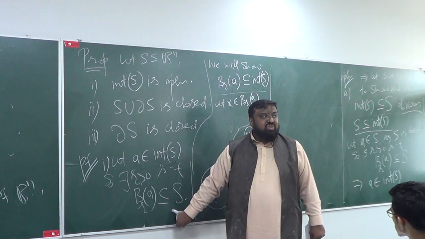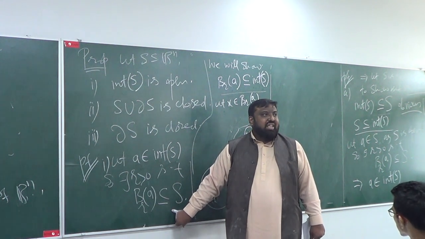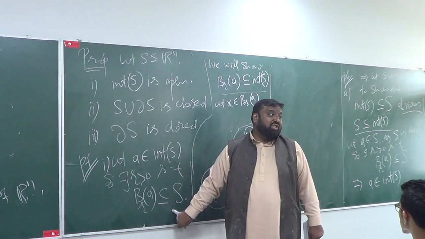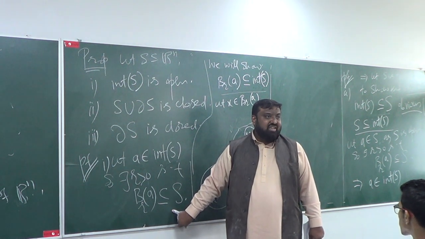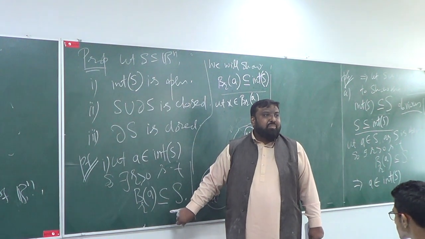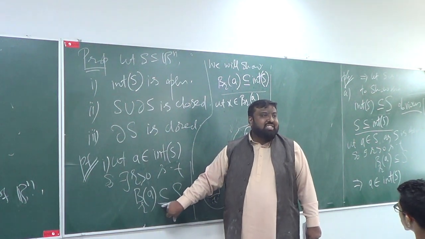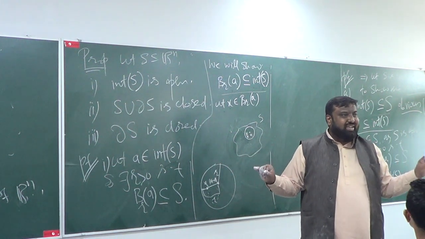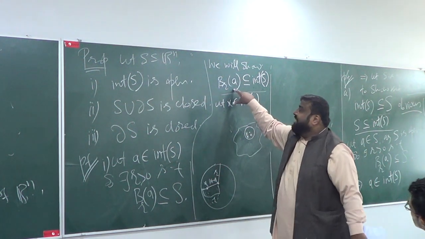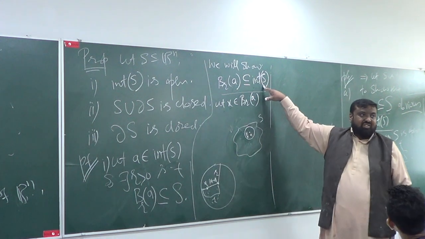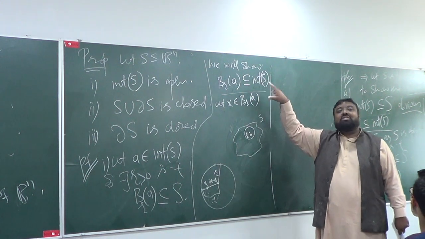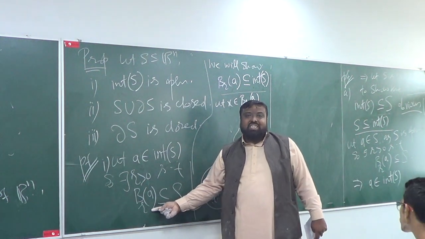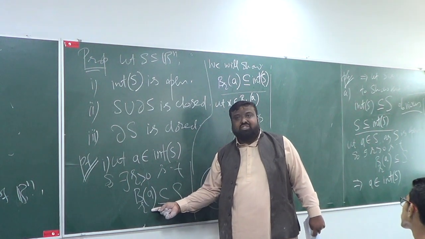This is what it intuitively looks like, but we don't have to believe intuition, so I don't know whether it will be an interior or not. If you can prove this ball is going to be inside the interior, we are done. That's why I would like to show that this ball is also part of the interior. At the moment it looks like maybe it should be an interior, but the question is why it should be. You have to justify.